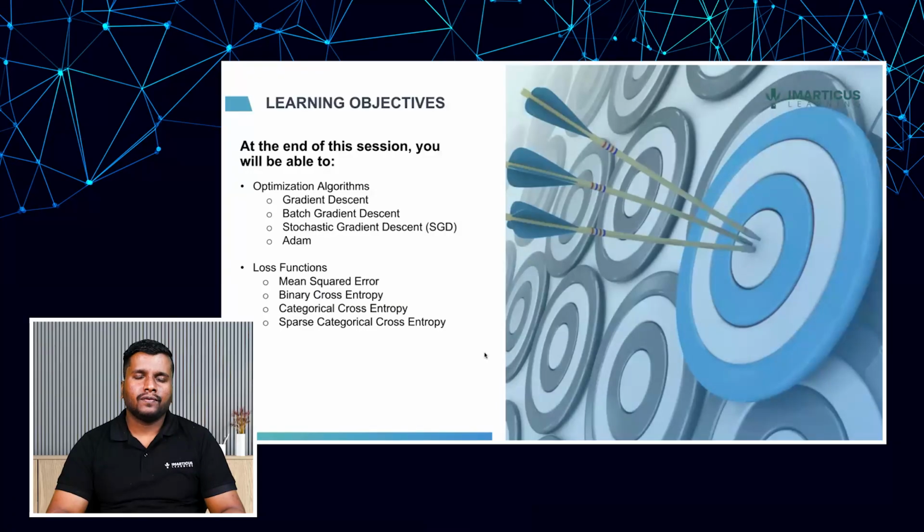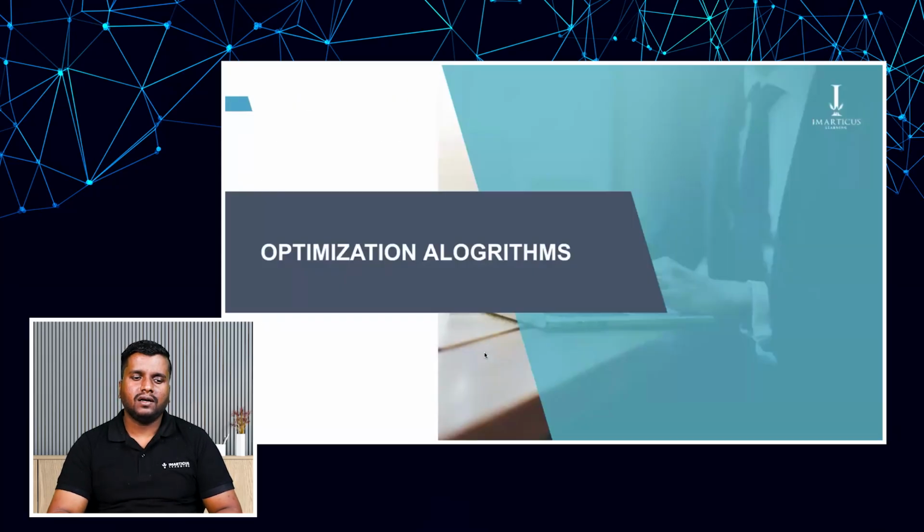So let's try to understand what optimization is. In this session we are going to understand optimization algorithms like gradient descent, batch gradient descent, stochastic gradient descent, and Adam optimizer. Then we will also learn about loss functions, that is mean squared error, binary cross entropy, and sparse categorical cross entropy. Let's dive deeper into all these topics in detail.